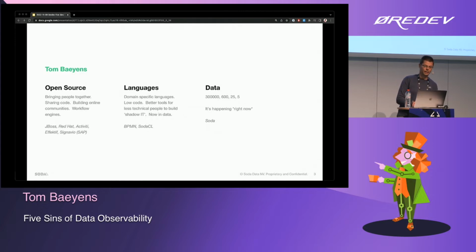Love it. Then the other part of what I've been doing is languages, which are low code languages that allow less technical people to participate in the automation process, so that you don't always need the engineers to do full software engineering. And these low code solutions then help to scale, to involve more people with things like shadow IT. BPMN is an example in the workflow space that I've been doing in the past. And nowadays I'm doing similar things in the data space that I'm going to talk about.